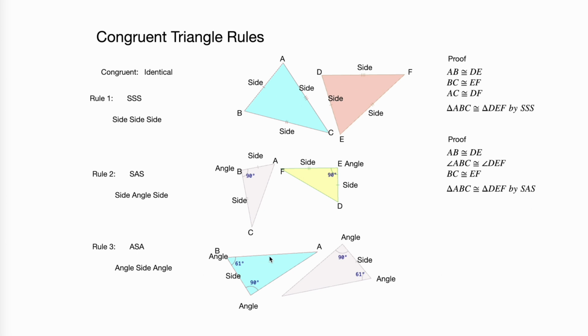Similarly down here, if we name this triangle ABC and that triangle DEF, our proof would be that if angle ABC is congruent to angle DEF and side BC is congruent to side EF, and angle ACB is congruent to angle DFE, A to C to B is congruent to D to F to E, they're both 90 degrees, then we can say that triangle ABC is congruent to triangle DEF by ASA, by angle side angle.